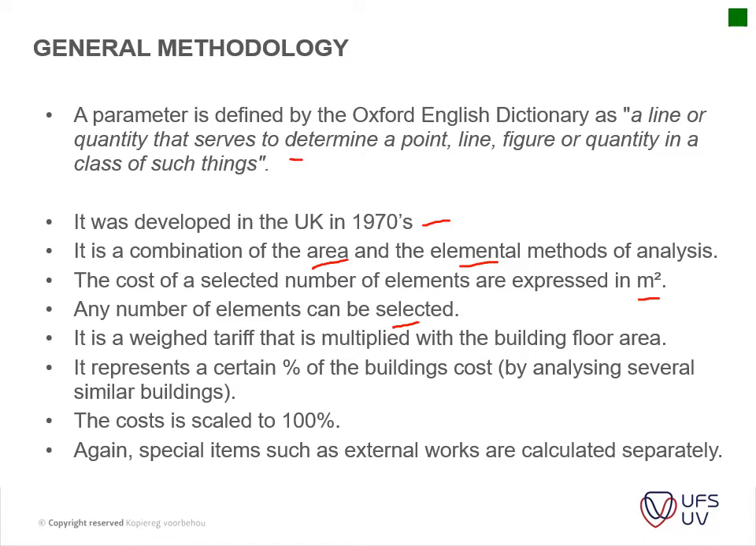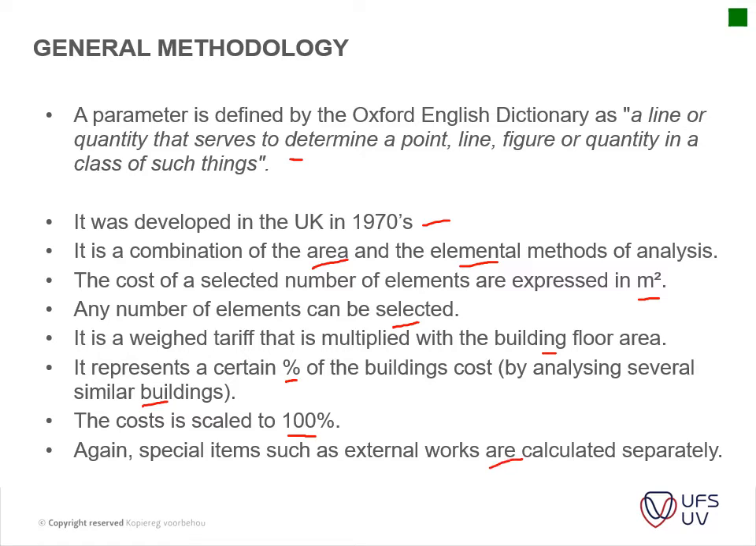So it is a weighted tariff that is multiplied with a building area. It represents a certain percentage of the building cost by analyzing several similar buildings. Cost is scaled to 100%. Again, special items such as external works are calculated separately.